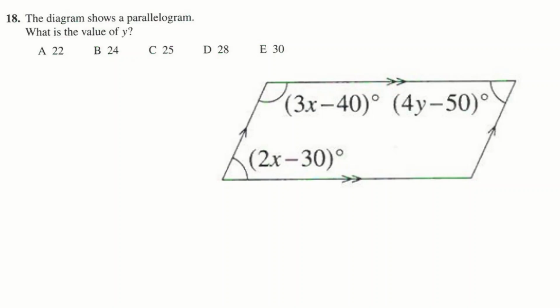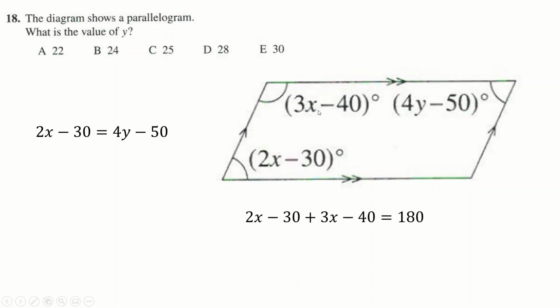18, the diagram shows a parallelogram. We just need to know our rules for angles here. In a parallelogram, opposite angles are equal, so this thing equals this thing. Not very helpful right now. But also, angles that are next to each other, co-interior angles, add up to 180. So this plus this is 180.